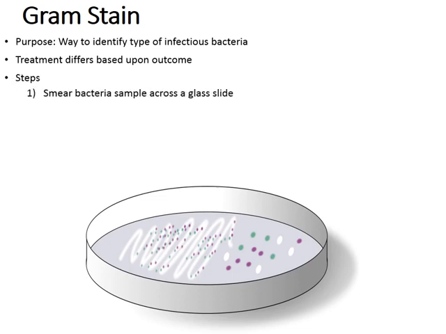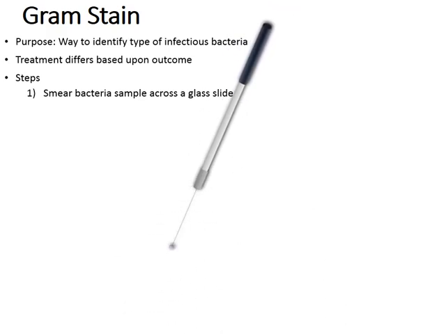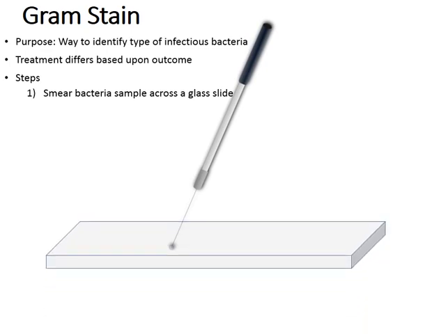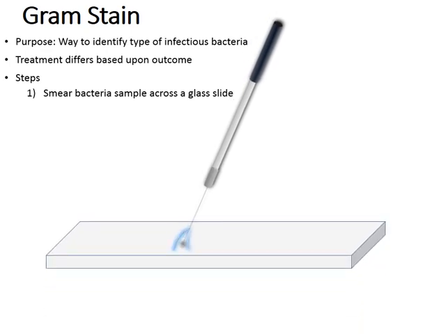And so when we look at the steps, we're going to break this down into a variety of steps. Number one, we're going to obtain bacteria from a culture, and using an inoculation loop, we'll transfer bacteria onto the inoculation loop, and then we're going to smear the bacteria across a glass microscope slide.